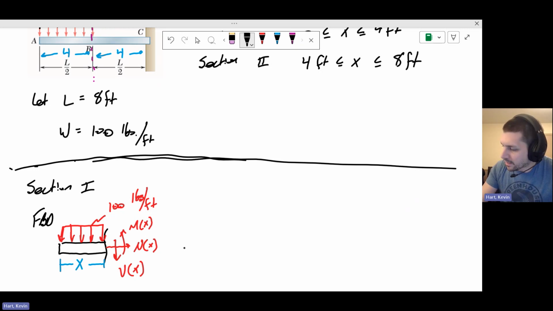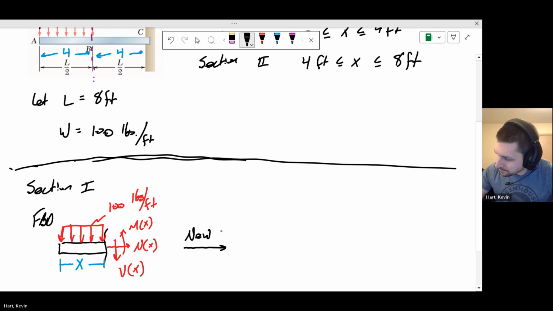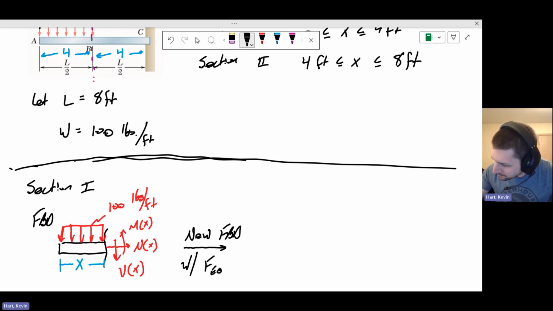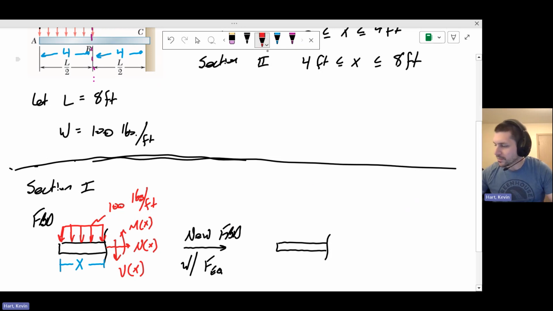So I'm going to make a new free body diagram where I write the equivalent force. I'll say here a new free body diagram with equivalent force, and I'll label that as F_EQ. It's an equivalent force that exists on the bar. That's going to look a little bit different after we transfer the distributed load into an equivalent point load. We're still going to have our shear, our normal, and our moment.